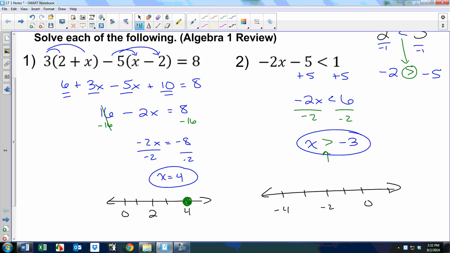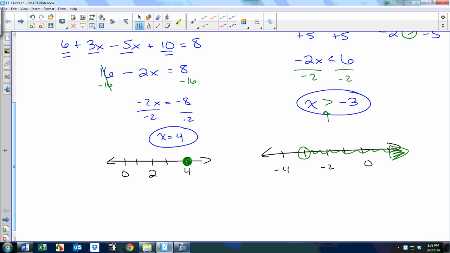Anything bigger than negative 3 needs to be communicated to the reader. So you do that by saying, all right, anything bigger than negative 3, but not including negative 3, open circle at negative 3 to tell the reader that negative 3 does not work, and then shade everything to the right. All right, and then last, I'll come back to that. We'll go on to the notes.